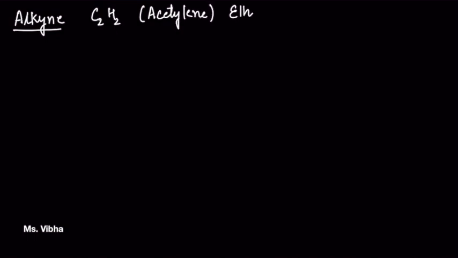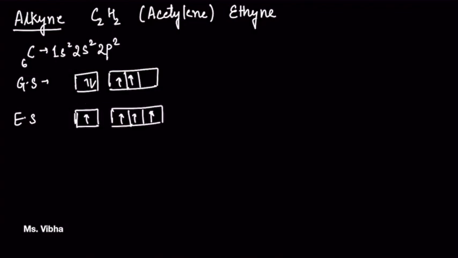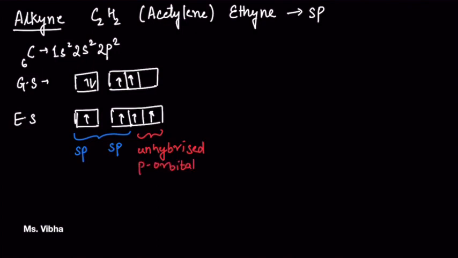Now we will take the example of alkyne. The simplest example of alkyne is C2H2, that is acetylene by common name, and ethyne by IUPAC name. Carbon electronic configuration is 1s2, 2s2, 2p2. This is the ground state, and here we have the excited state. Now we know that in alkyne we have sp hybridization. That means in the hybridization, one orbital of s and one orbital of p will be involved. So this becomes sp and this becomes sp. These two are unhybridized p orbitals which will be involved in pi bonding, and this will be involved in sigma bonding.